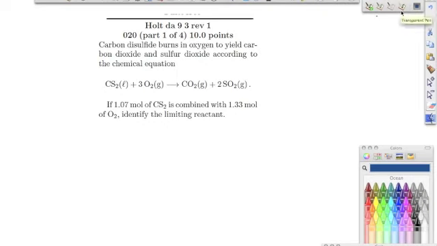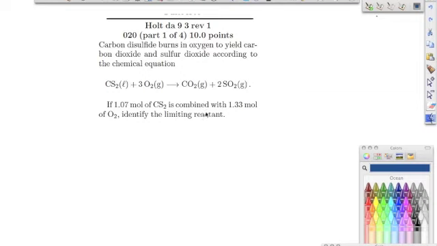Okay, moving on, we're going to actually do an even problem here just because we need to know how to do this. Number 20 gives us the description of the reaction, and it says if 1.7 moles of CS2, which is carbon disulfide, is combined with 1.33 moles of oxygen gas, identify the limiting reactant. So here, what we have to do is find the limiting reactant. And what we want to do when we work with this is we just need to find out how much is produced. And the limiting reactant will always produce the least amount of what we're working with.